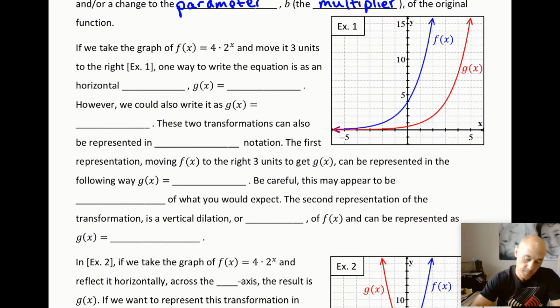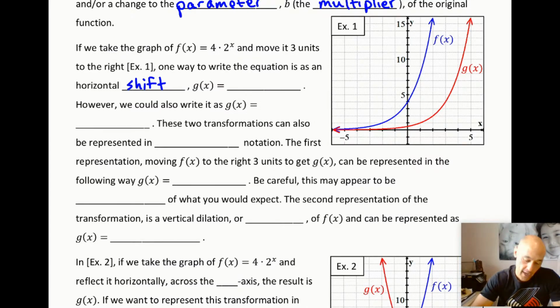So for instance, if we take the graph of f of x equals 4 times 2 to the x, so that is this right here, and we move it 3 units to the right, we get g of x here. As you can see, 1, 2, 3. Every point on this graph, f of x, has been moved to the right 3 units to get the graph g of x. So this is a horizontal shift. We also might call it a horizontal translation, either one.